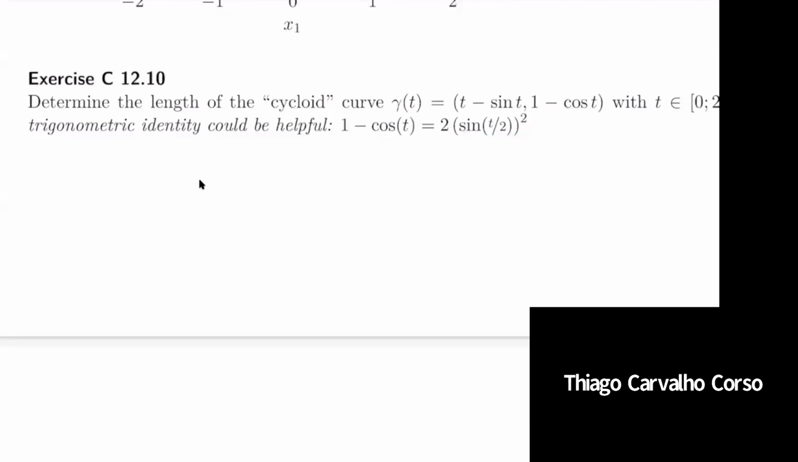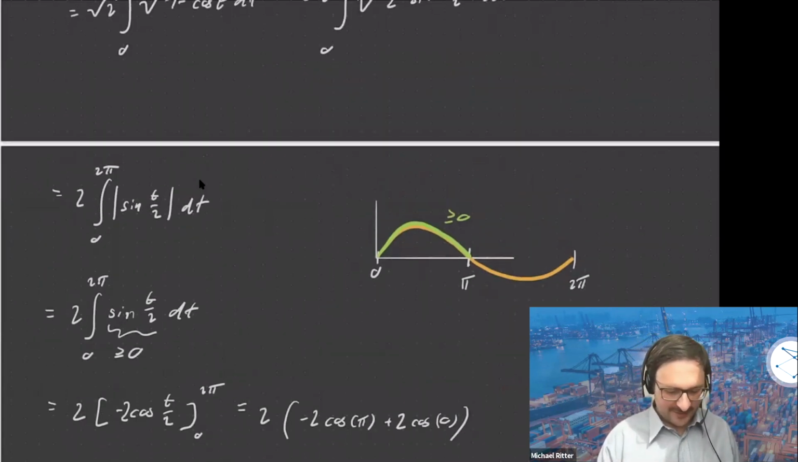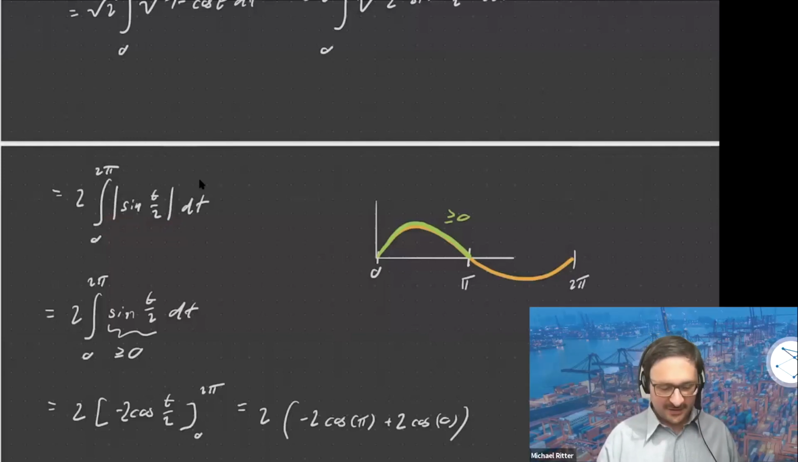Don't know. But the second question is, someone asked if you could explain again what you did with the absolute value. Okay, so we want to get rid of this absolute value basically. And usually the way to do this would be to find out where this function is positive and where it's negative, so that we could then suitably treat that absolute value, right? In this case, this sine of t over 2, we're evaluating that between 0 and 2 pi, right?